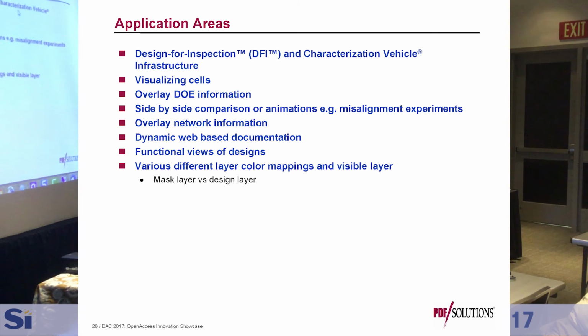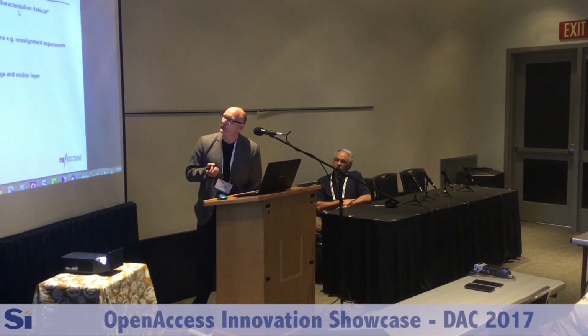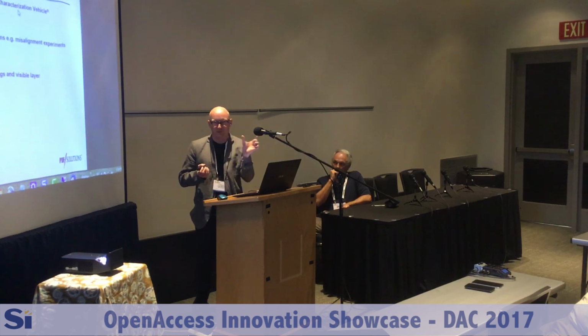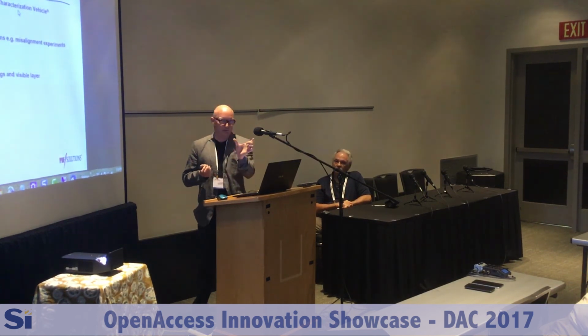Okay, application areas where we plan to use something like this are our design for inspection infrastructure and design characterization vehicle infrastructure, mainly to visualize cells and overlay DOE information with it. One idea is, for instance, you could do side-by-side comparison and even animations if you, for instance, deal with misalignment experiments where you purposely shift polygons.